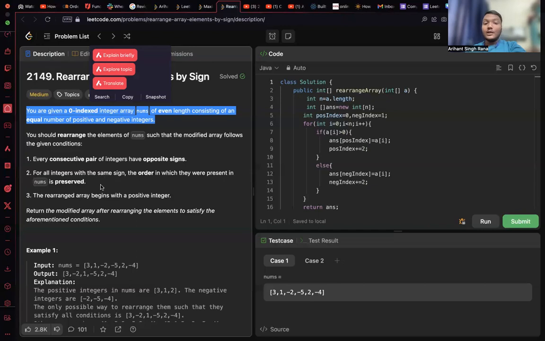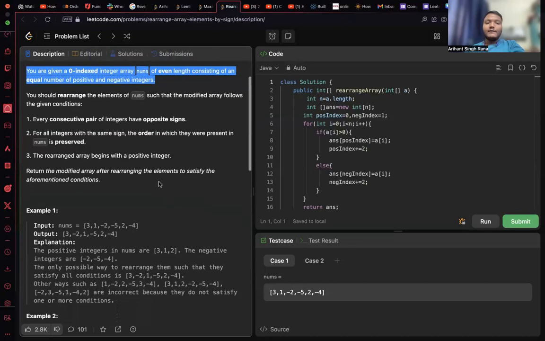After that, it says that the order of the elements in the array we were provided with should be preserved. For example, if there is an array like 2, 1, -1, -3, then the answer should look like 2, -1, 1, -3. As you can see, if we take into account only the order of the positive numbers, 2 was first and 1 was second in the original array, and in the answer array 2 is first and 1 is second. That's how we need to preserve the order of the original array.